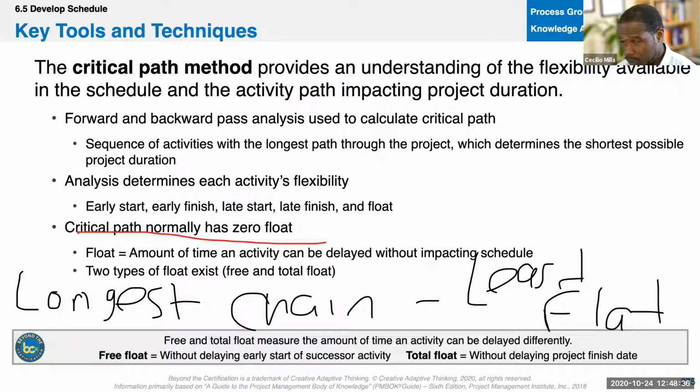Free float is between 2 activities. Total float is shared along a path. So we'll see that in a second.